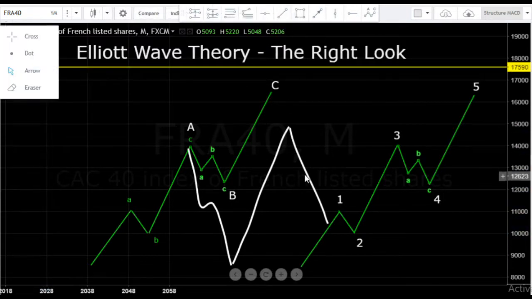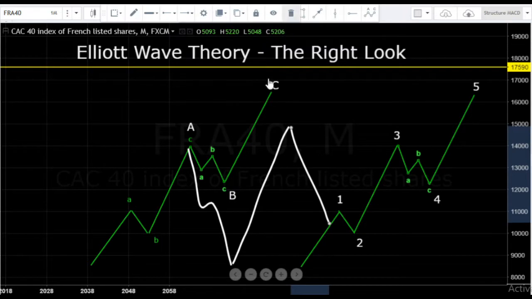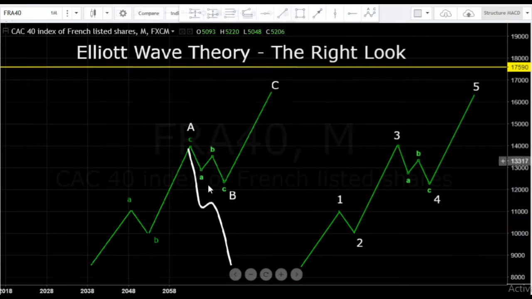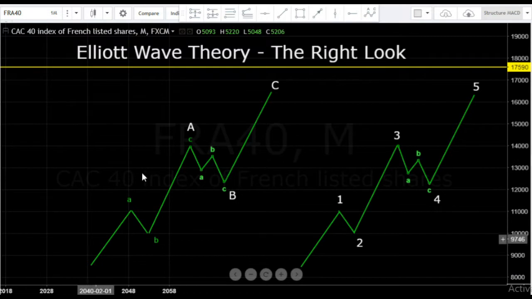So if you get a situation where you have 3 waves coming up, it's clearly mislabeled, and we need to relabel it as 1, 2, 3, A, B, C, our 4th correction, and then our 5. So that's what Elliott meant by the right look. You've got to look at it from an overall perspective and make sure that you're labelling it correctly. And we can do that by counting our waves and comparing it to the knowledge that we already have.